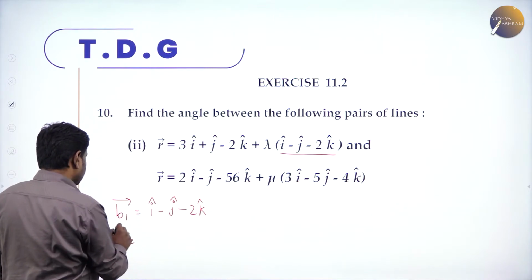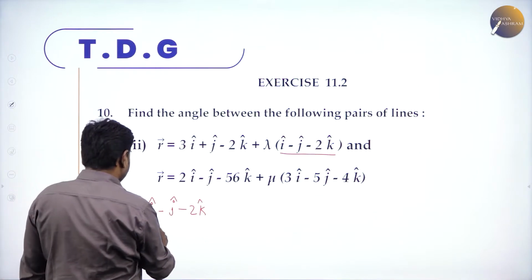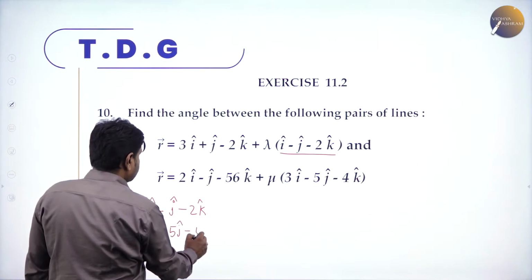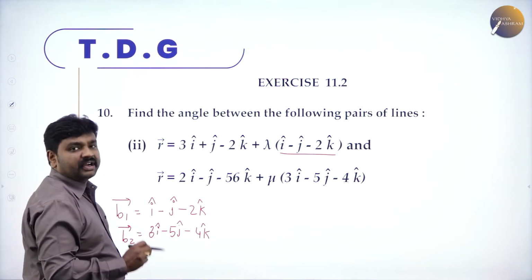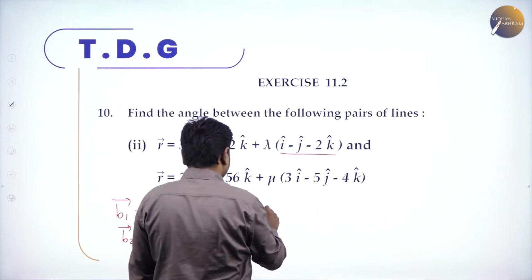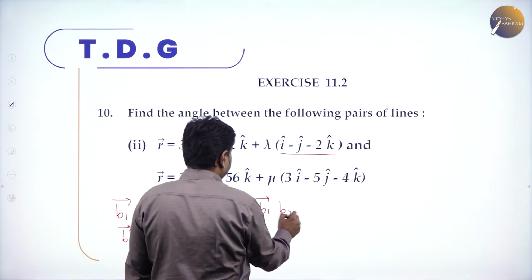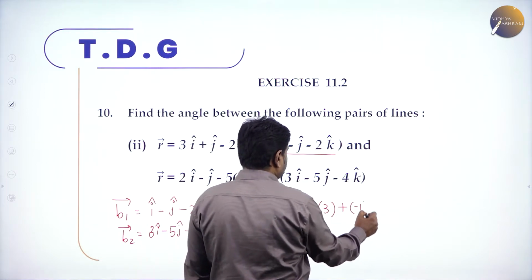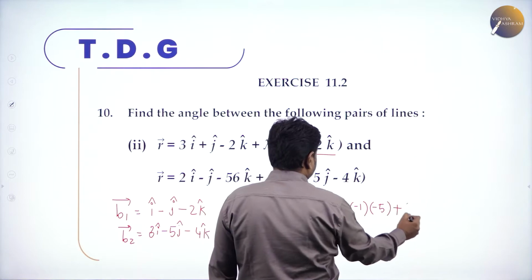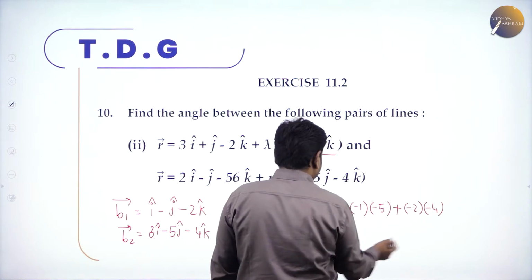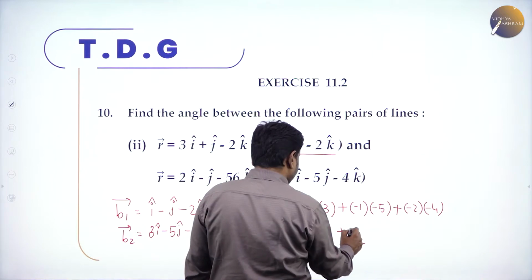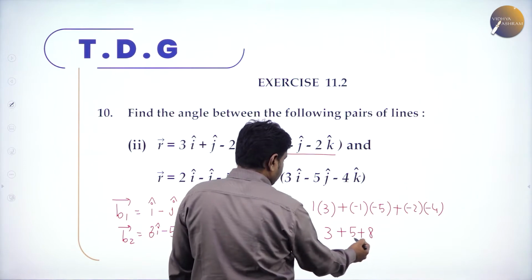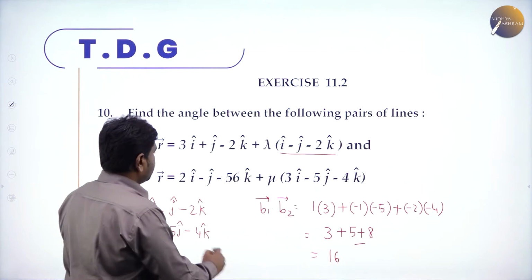b2, what is b2? The mu coefficients. What are the mu coefficients? 3i cap minus 5j cap minus 4k cap. Now find b1 dot b2. That is 1 into 3 plus minus 1 into minus 5 plus minus 2 into minus 4. Simplify this, so it will become 3 plus 5 plus 8. That is 8 plus 5, 13, 13 plus 3, 16. So b1 dot b2 we have done.